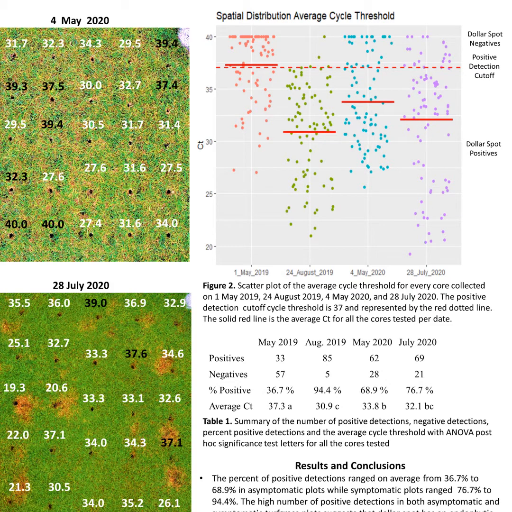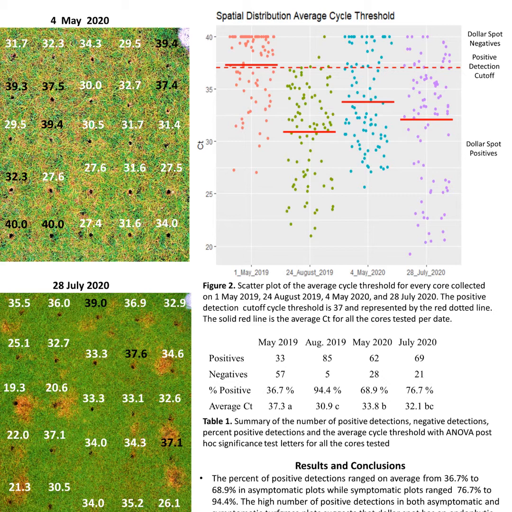When we look at all the cycle thresholds from each intersection per collection date, we can see a high percentage of positive detections, as indicated by points below the red dotted lines in Figure 2. We can also see the average cycle threshold per each collection date as the red crossbar and summarized in the table below. The number of positive detections were 33 in May 2019, 85 in August 2019, 62 in May 2020, and 69 in July 2020.